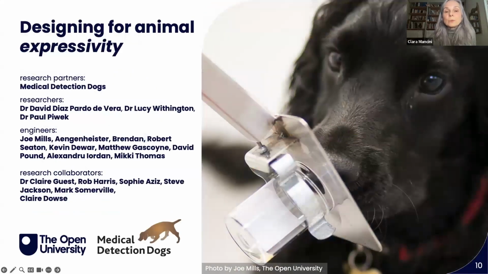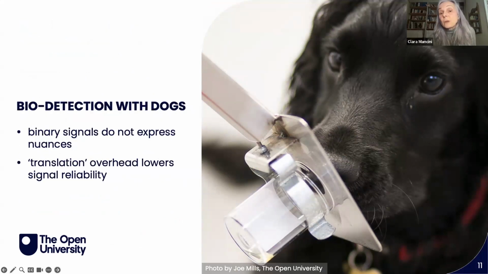Now, collecting animal data in non-intrusive ways is particularly important when animals are asked to perform tasks that require concentration and precision, as is the case for biodetection dogs. So biodetection dogs are trained to recognize and indicate the presence of organic volatile compounds from diseased cells in biological samples, such as urine or sweat. But the signaling conventions they are trained to use for human convenience, such as sitting down in front of a positive sample, do not enable them to communicate all that they know.